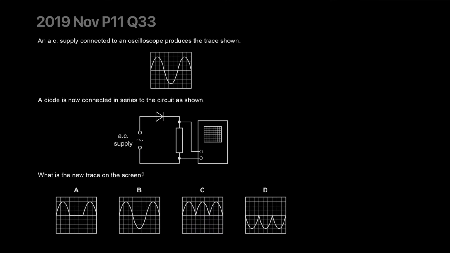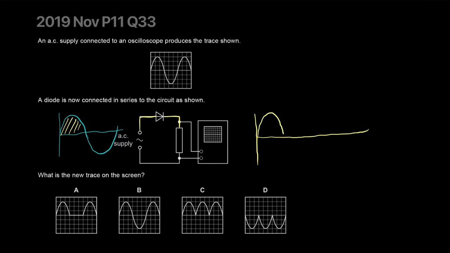All right. A diode is connected in series in this manner. What is the trace on the screen? So the AC supply over here is trying to send an AC signal. Let's look at the first half. If this first half goes through, it'll go through, right? And this graph over here will report this signal like that. Okay, so that's going to show up.